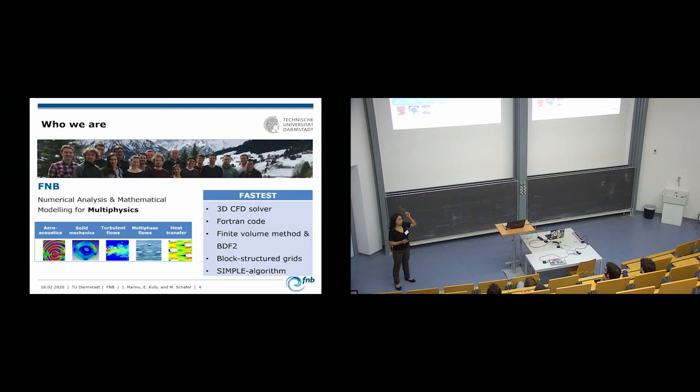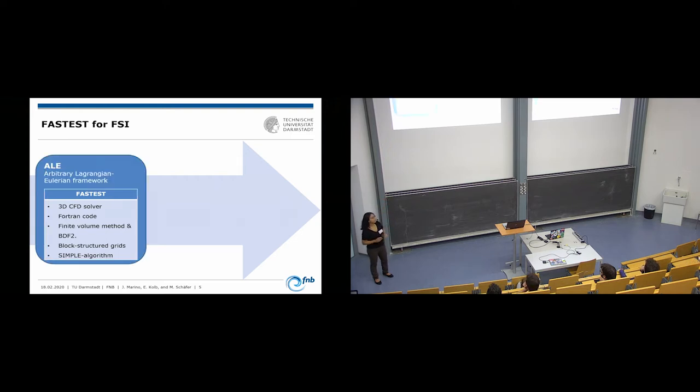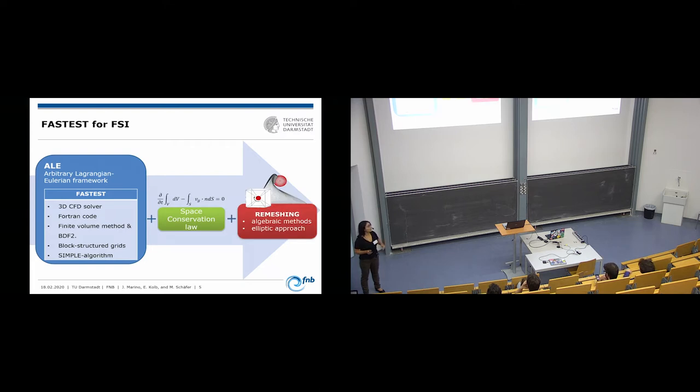It's a 3D CFD solver written in Fortran and based on the finite volume method and second-order time discretization. We use the SIMPLE algorithm to couple velocity and pressure, and we use block-structured grids. Of course, FASTEST can be used for FSI. For FSI applications, we extended our program to the arbitrary Lagrangian Eulerian framework, and we fulfill the space conservation law and implement some remeshing techniques like algebraic methods or an elliptic approach.